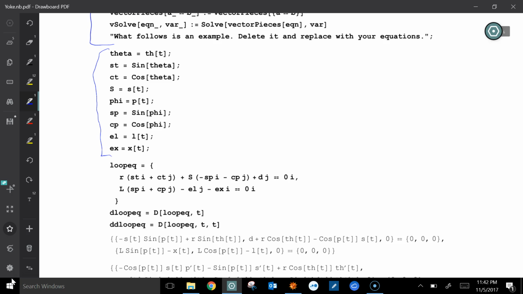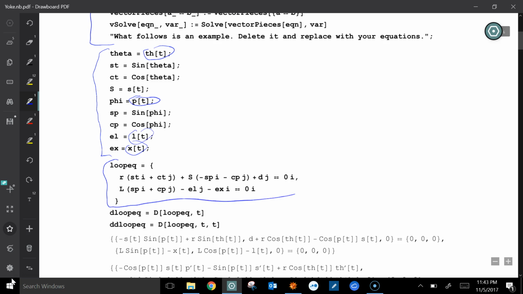All I'm doing is saying theta is a function of time, phi is a function of time, L and X. So just some convenient ways of typing things. ST is the sine of theta, just for typing. Okay, so here's the first loop equation that you would write. And if you look back on the notes, that's exactly the same thing. So it's R sine theta I plus cosine theta J, etc.